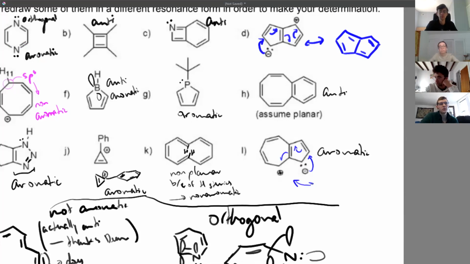So you could draw this resonance structure and 7 carbons. Oh, that's right. And then there you go. You get this and fill in the rest. I like it. It's cool.